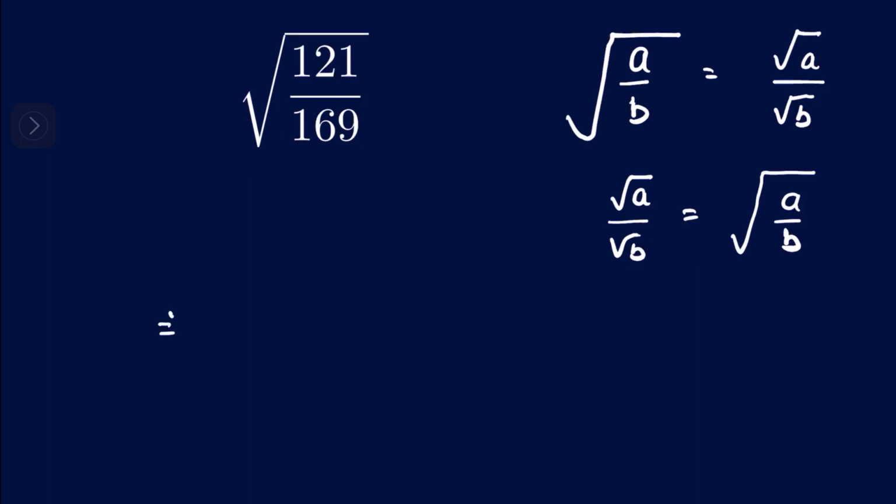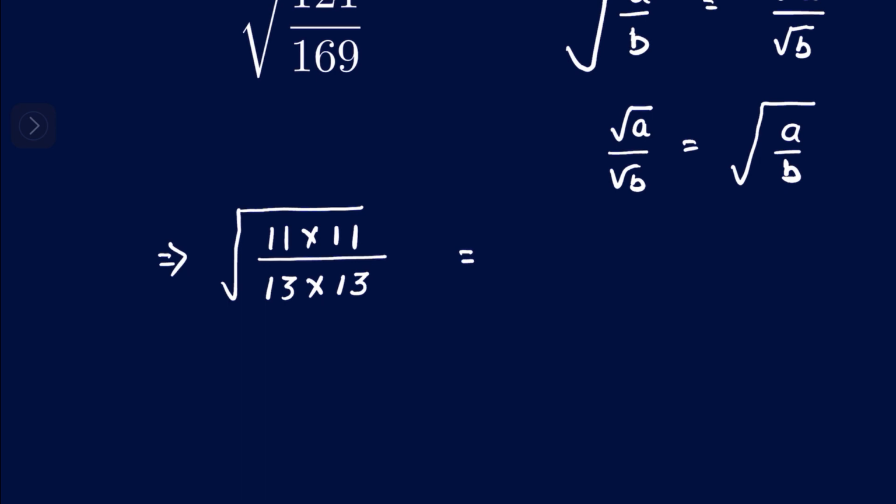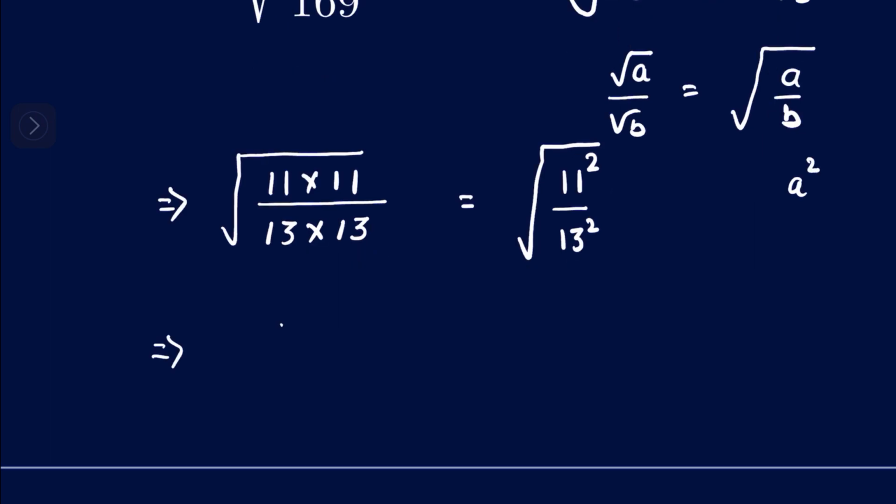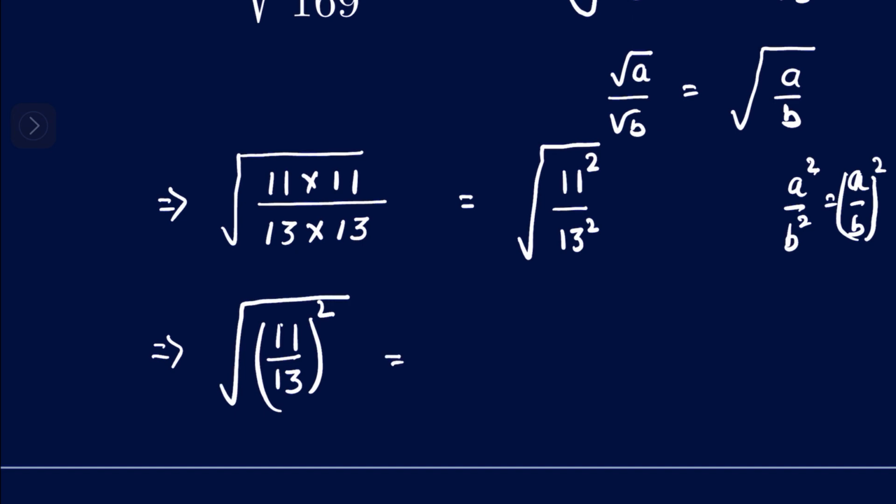Now, in this question, first we will factorize 121 and 169. When there is a bigger fraction, we either try to reduce it or factorize it. So 11 times 11 is 121 upon 13 times 13 is 169, or you can write it as 11 square upon 13 square. When there is a square upon b square, we can write it as a upon b whole square. So we can write it as 11 upon 13 whole square under square root. Now we can remove the square root with this 2 exponent.